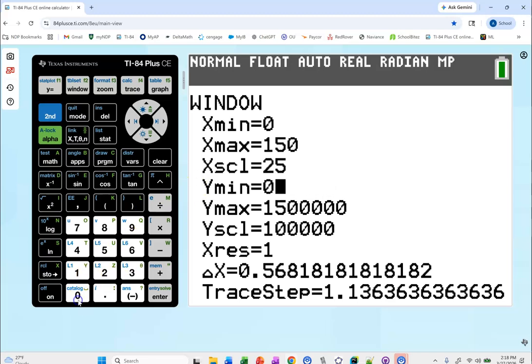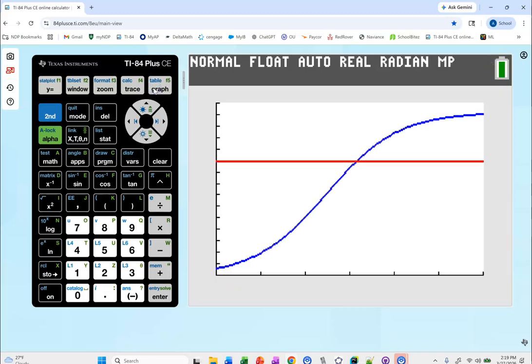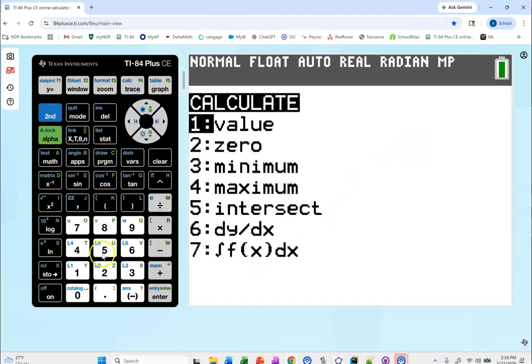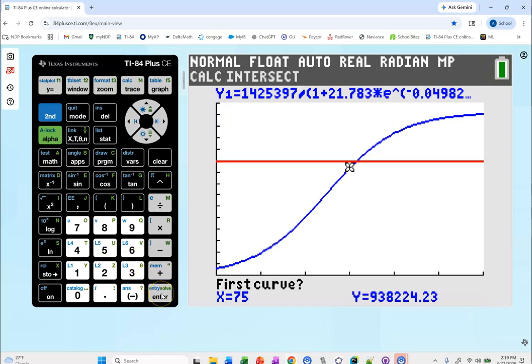The y minimum is always y equals 0 for a logistic. The y max is always the carrying capacity. That's the number in the numerator. I'm going to use 1.5 million instead of 1,425,397, close enough, that ought to do me. And then I'm hitting graph. So there's my logistic function. There's the line for 1 million, and that intersection is the value I'm looking for. So second trace, intersect command, because there's just two curves, one intersection, enter, enter, enter.